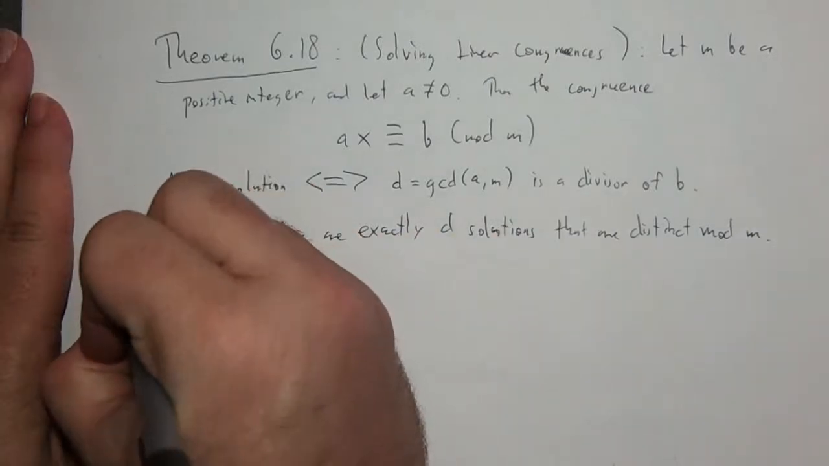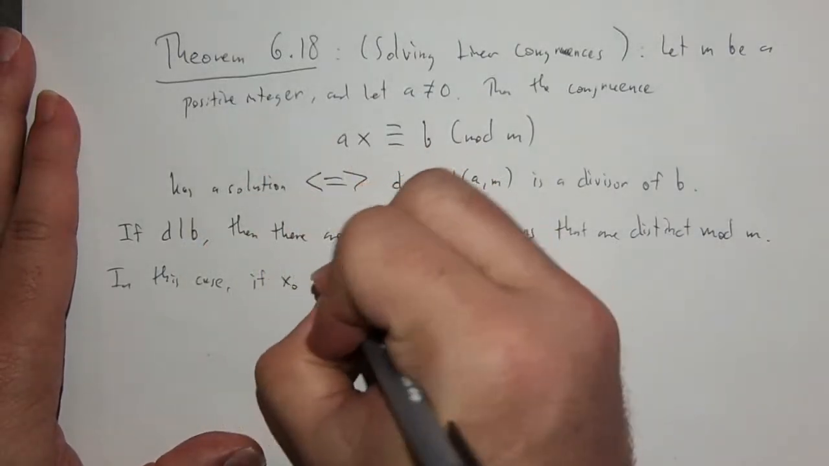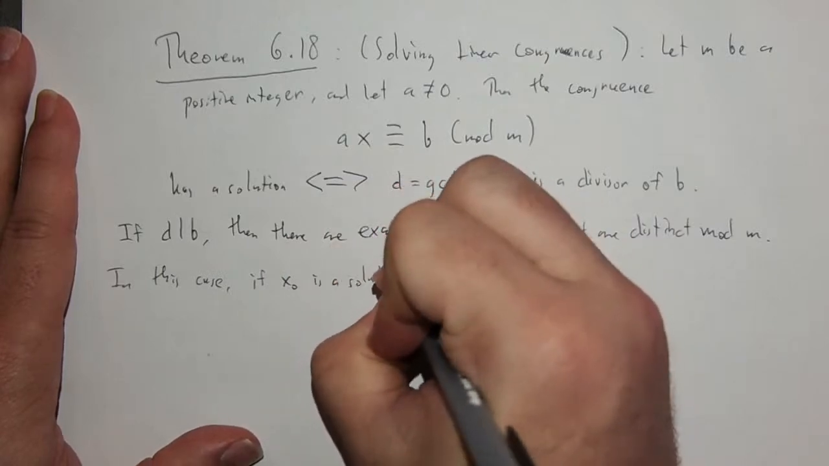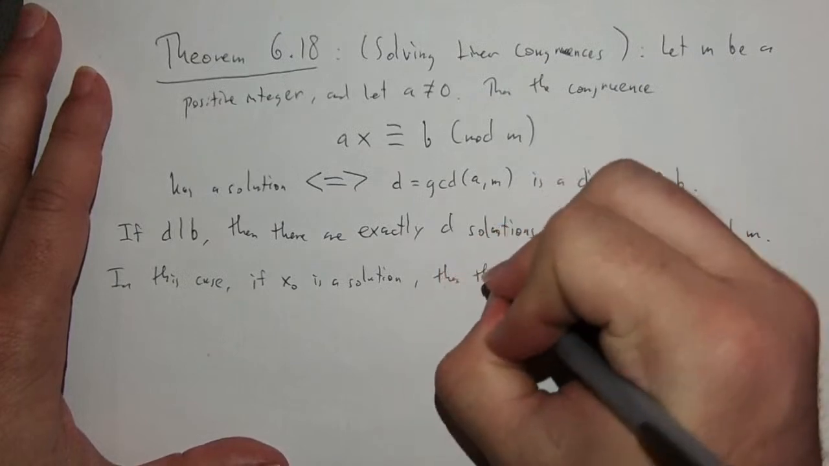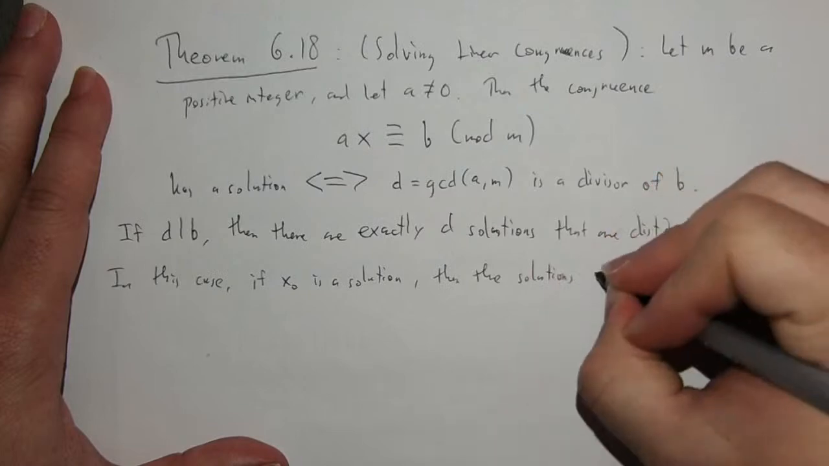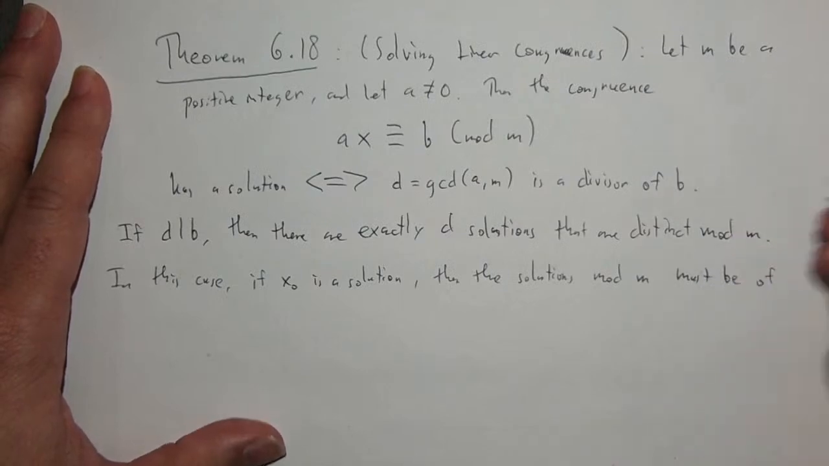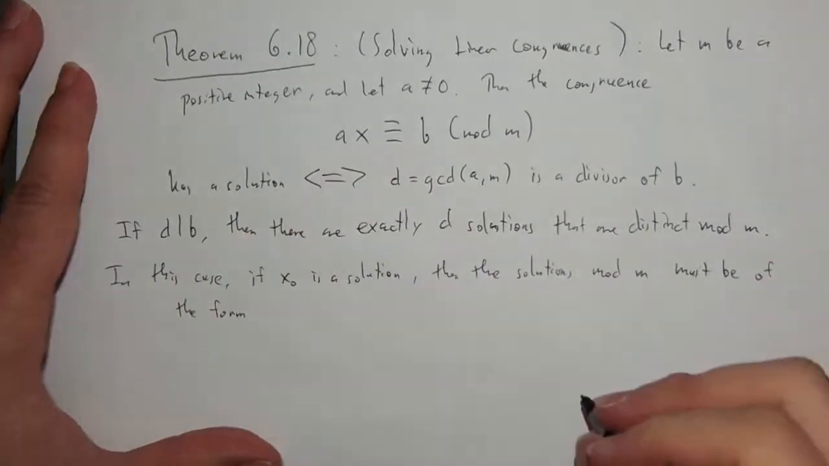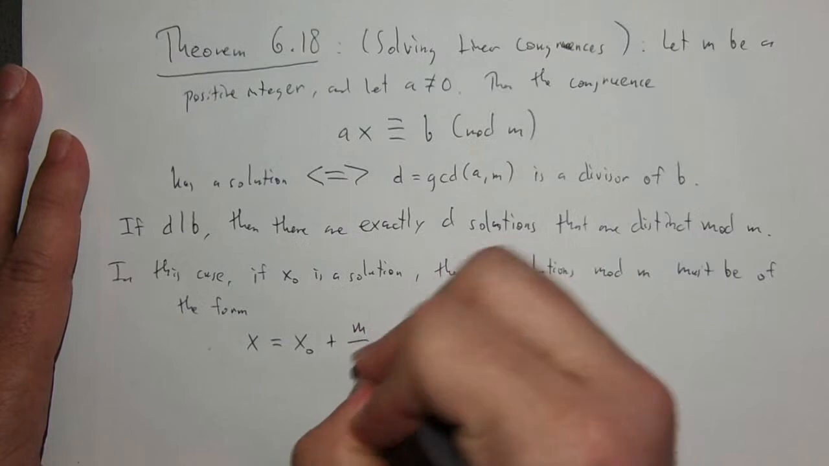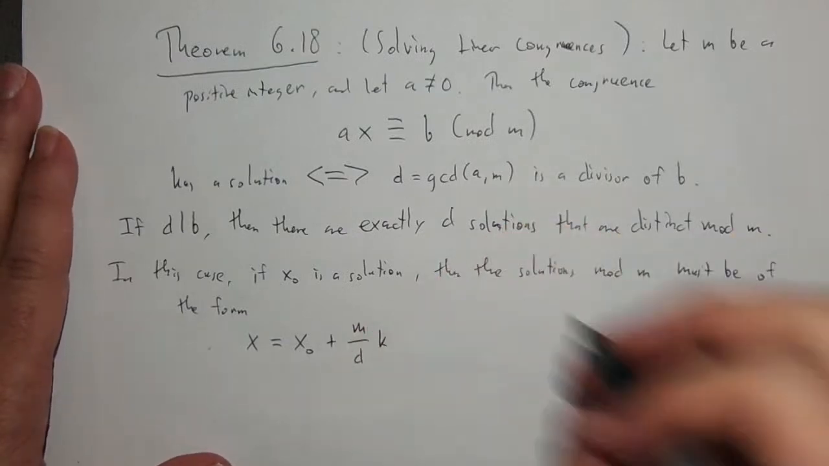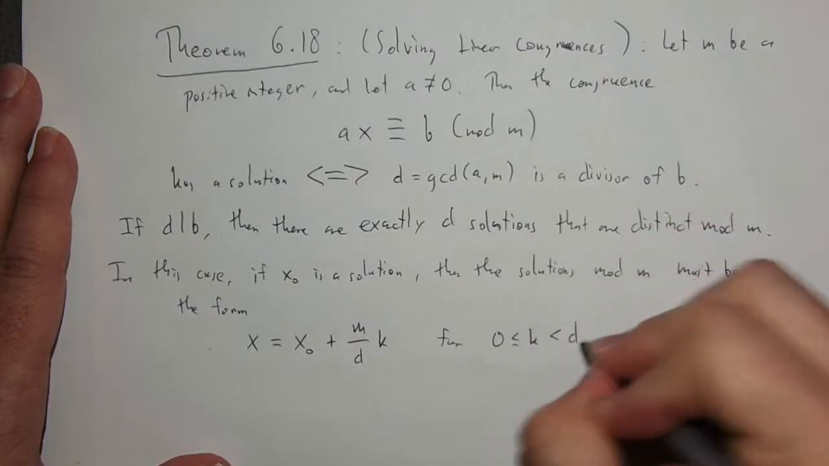Okay, so in this case, if x naught is a solution, that is, x naught is any solution, a particular solution, then the solutions mod m must be of the form x equals x naught plus m over d times k for some k that is greater than or equal to 0, but strictly less than d.